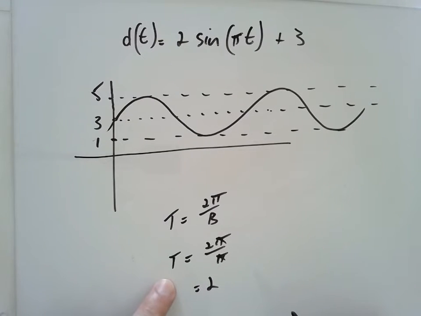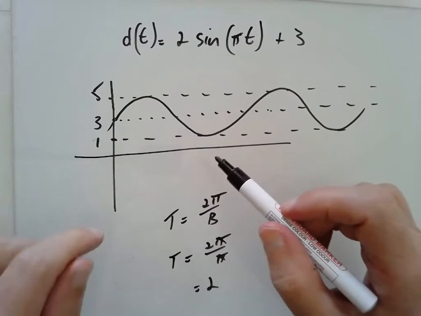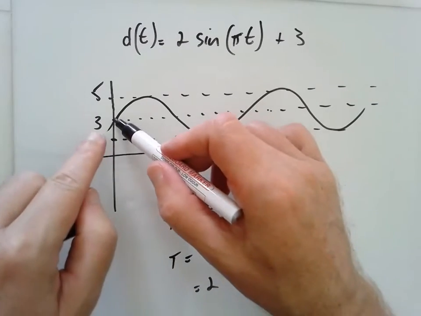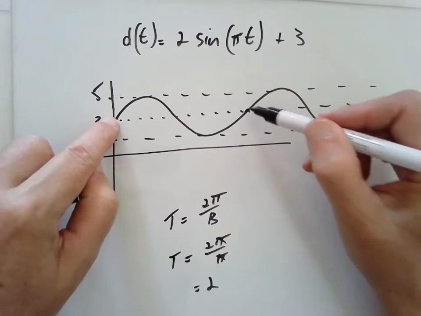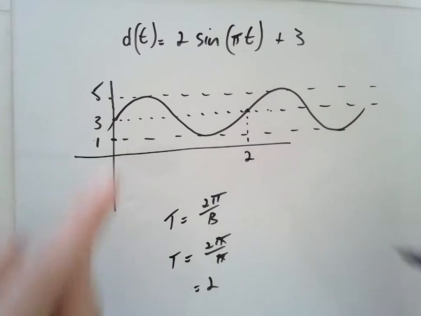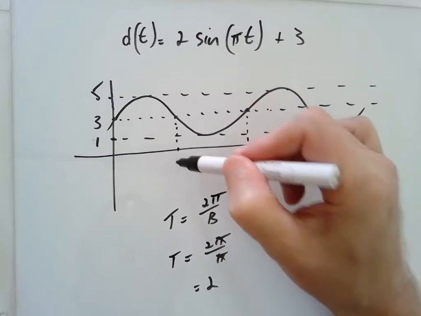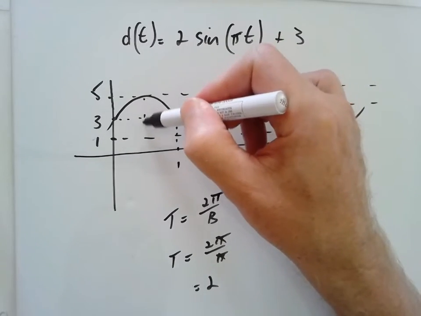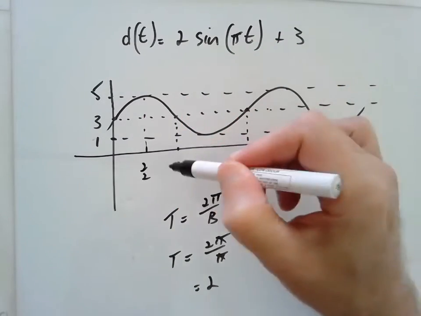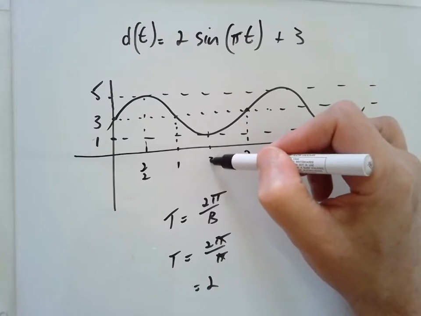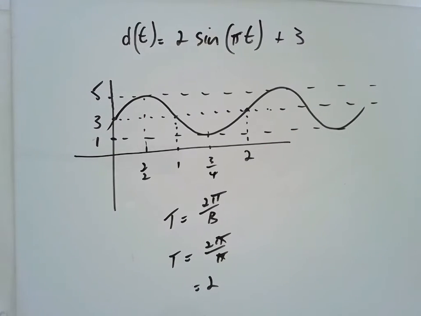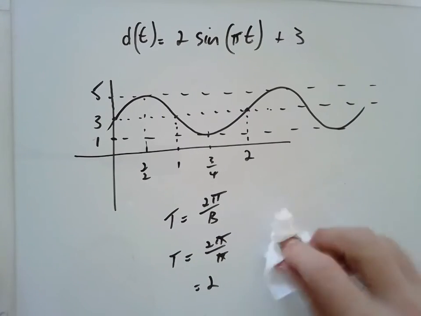The time period is the time that it takes to get through a full cycle. So from here, from the start to the start, must be 2. If that's 2, then that's 1. Then that would be a half, and that would be 3/4. So that gets you some scale on how quickly the tide is going in or out, or what have you. I won't rub that out.